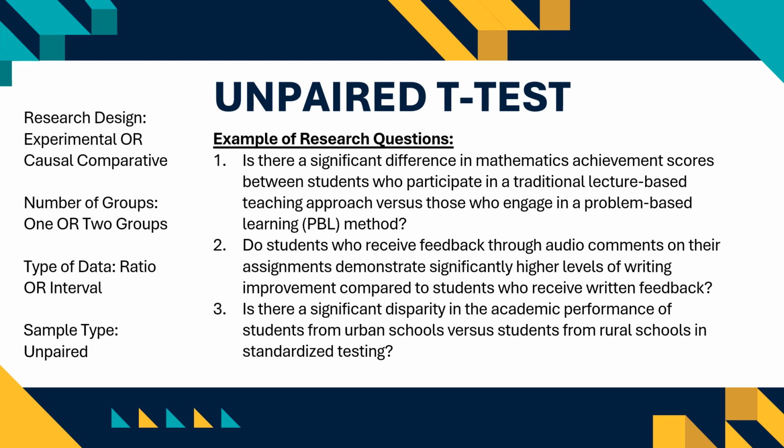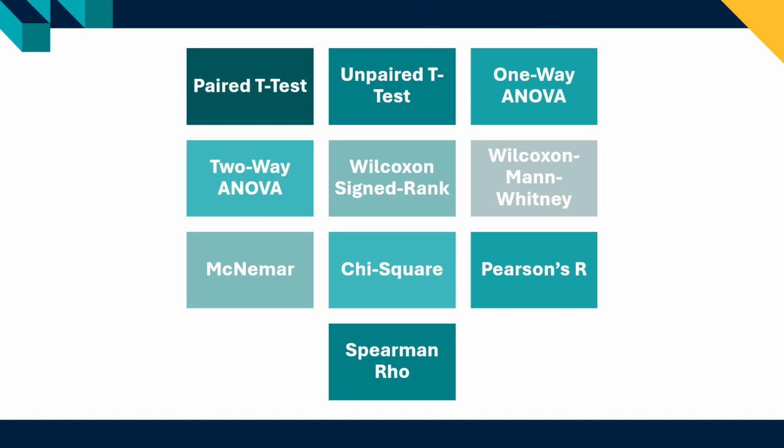Do students who receive feedback through audio comments on their assignments demonstrate significantly higher levels of writing improvement compared to students who receive written feedback? Is there a significant disparity in the academic performance of students from urban schools versus students from rural schools in standardized testing? Next we'll review the one-way ANOVA.